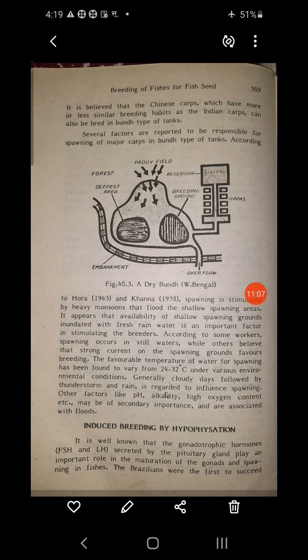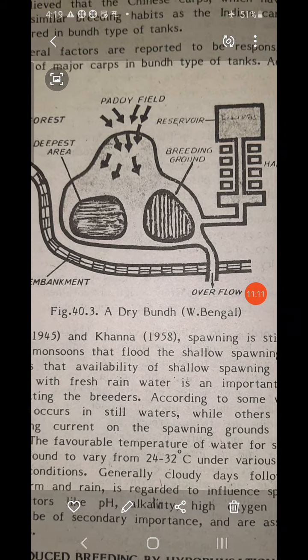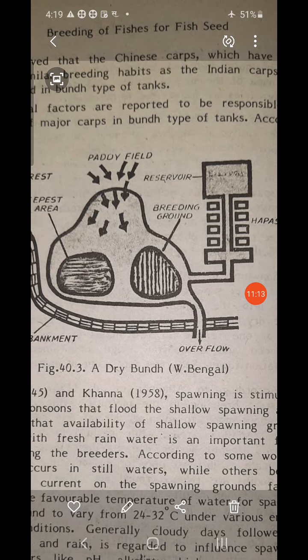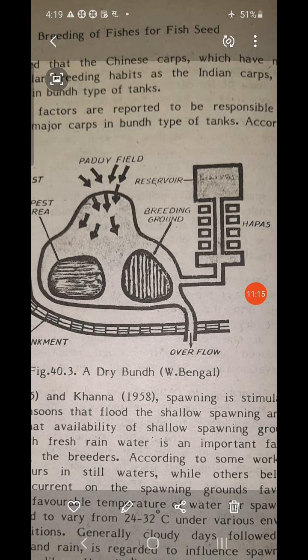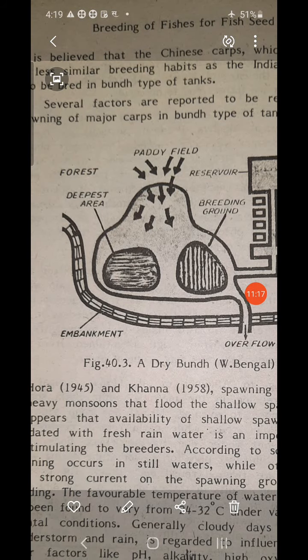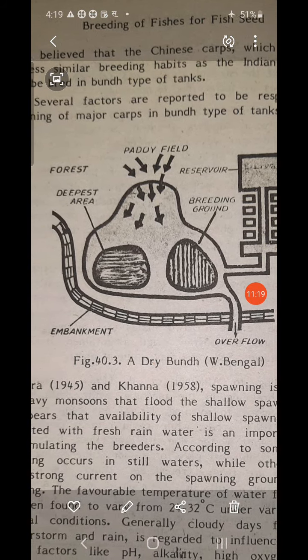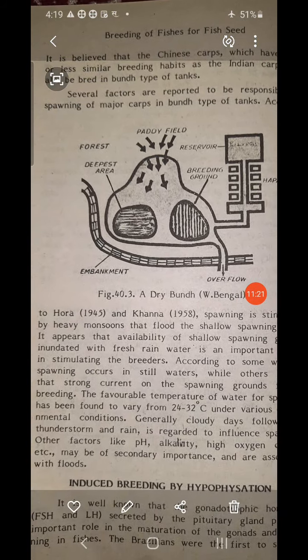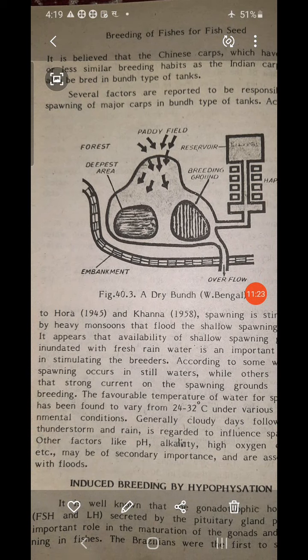As well, on the same screen you can see one diagram, that is the dry bund in West Bengal. Here you can see the happas, the pond, embankment, and overflow. So this is the arranged dry bund, and in the happa the brooder fishes are kept, and we get the egg seeds when the heavy rainwater comes.